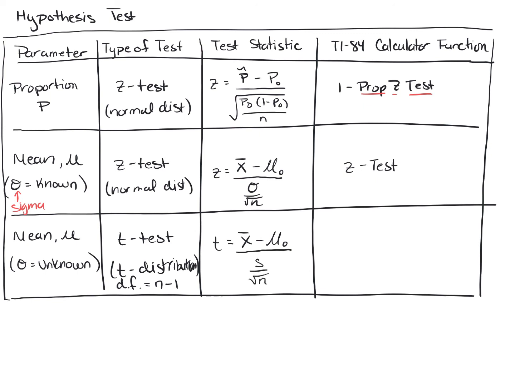So notice that this test statistic does not involve sigma because sigma is unknown. If you're using your TI-84 calculator, the function you would use here is t-test. T because we're using t as your test statistic, and test because you're performing a hypothesis test.